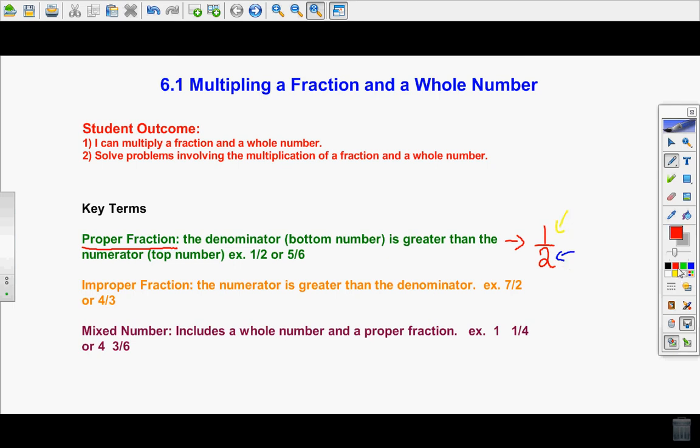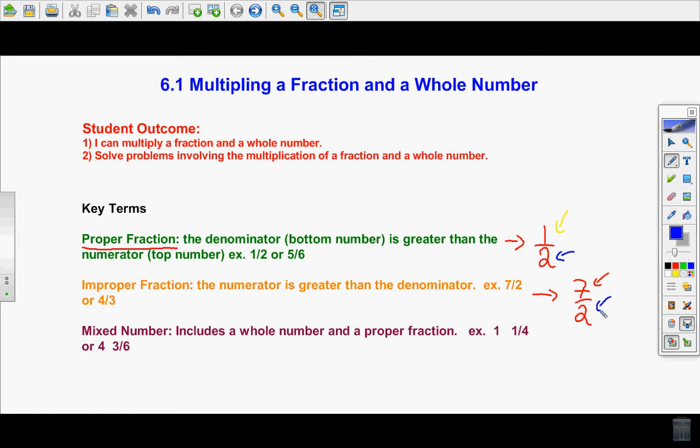The next term is an improper fraction. It says the numerator is greater than the denominator. For example, 7 over 2 or 4 over 3. And again, just to draw it for you here, 7 over 2. Look at it again. We've got our numerator, our top number, which is greater than our denominator, which is 2. So we have 7 over 2. Well, that's an improper fraction.